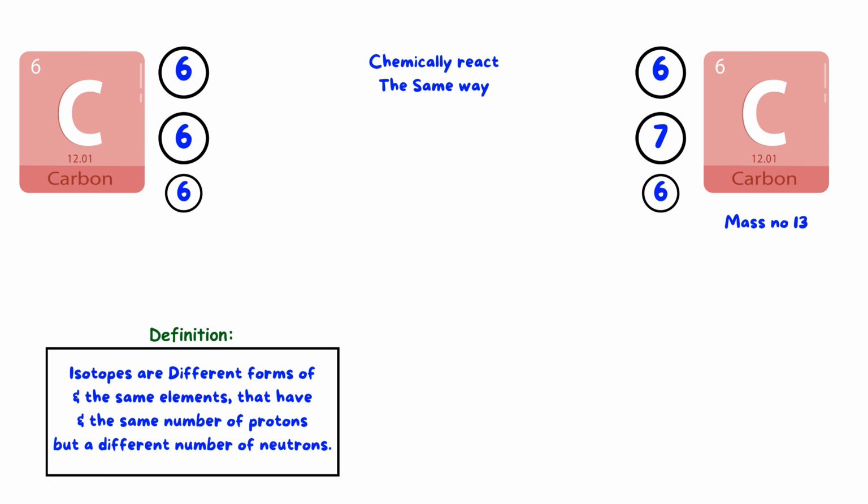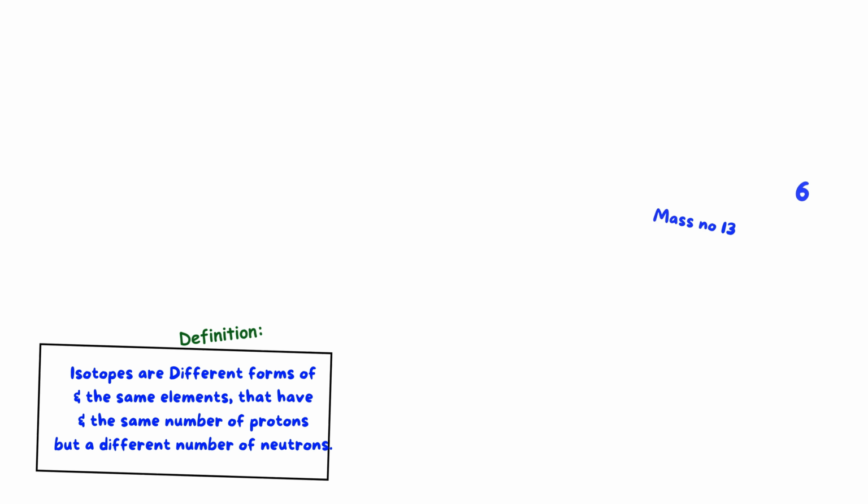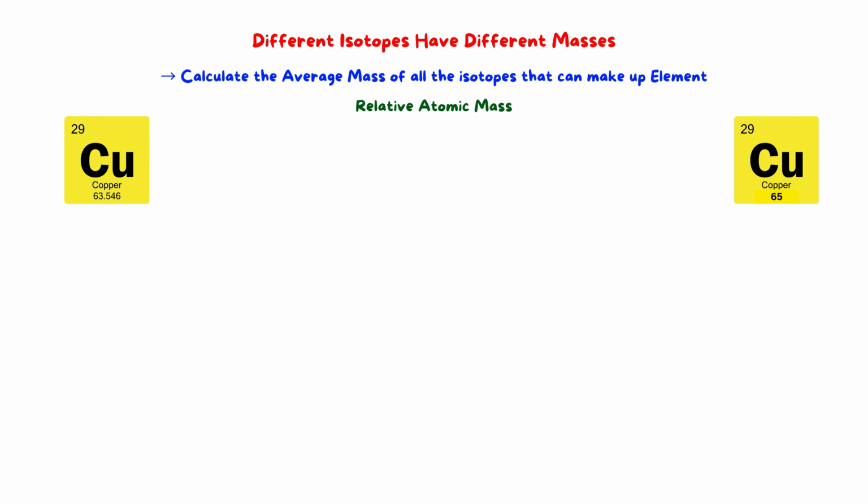Since the only difference between isotopes is the number of neutrons, they generally behave in the same way chemically, because chemical reactions involve electrons and not neutrons. That is why all isotopes of an element usually participate in the same types of chemical reactions, even though their physical properties like mass may differ. Speaking of mass, when an element has more than one isotope, we often want to know the average mass of all the different isotopes that occur naturally. This average is called the relative atomic mass and is represented by the letters Ar.